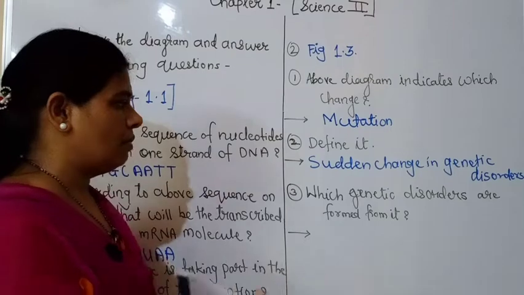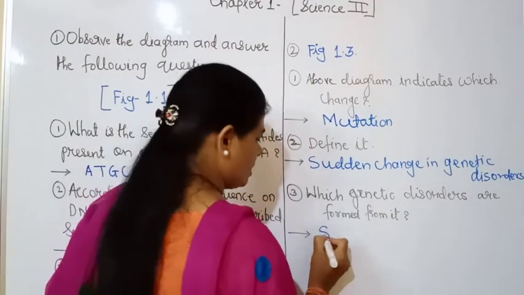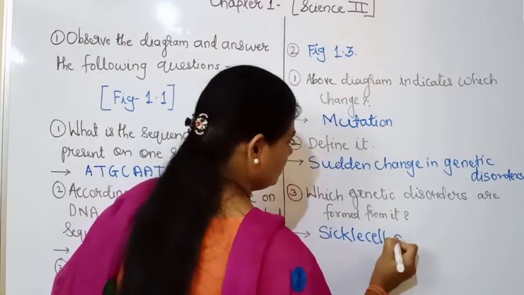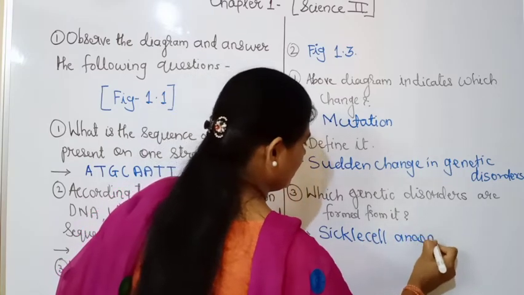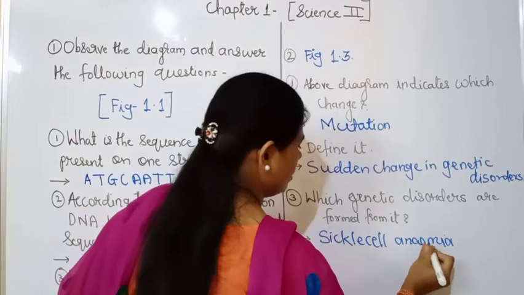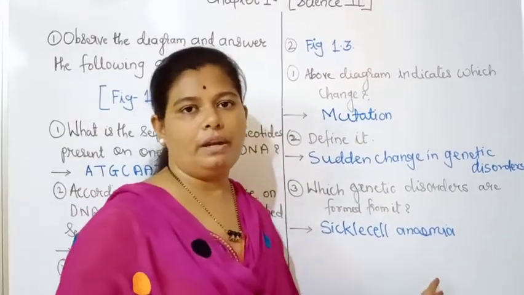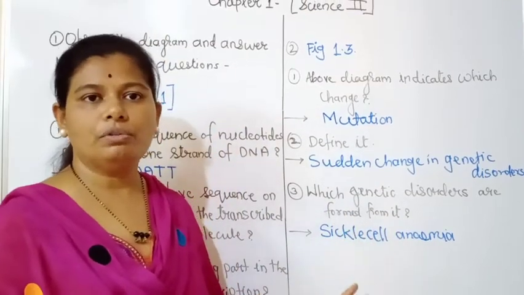Okay, so which genetic disorder is seen in this case? That is sickle cell anemia. Which disorder is seen due to the mutation? That is sickle cell anemia. Okay, so this will give you 3 marks.